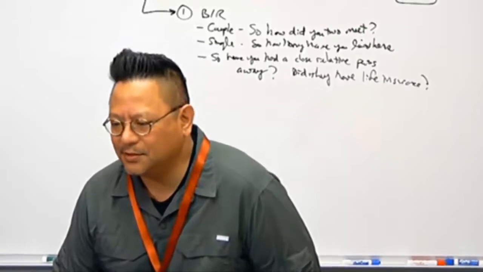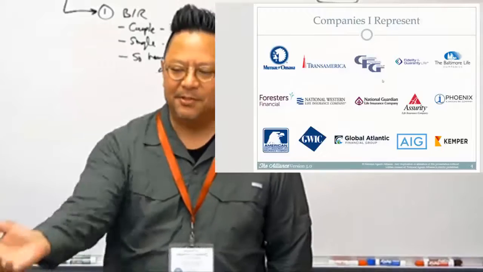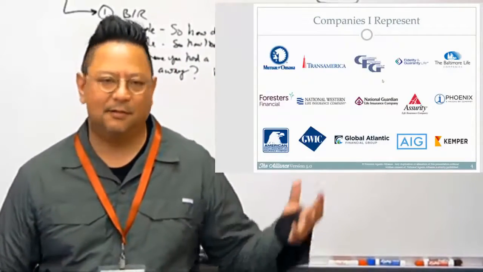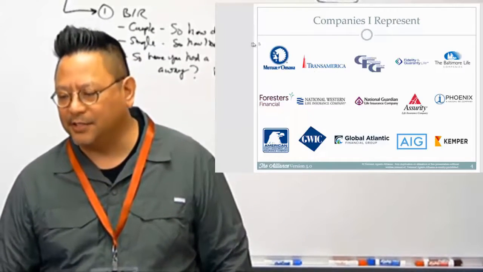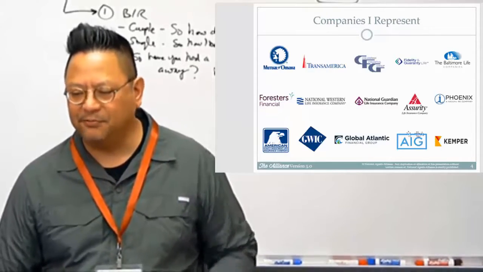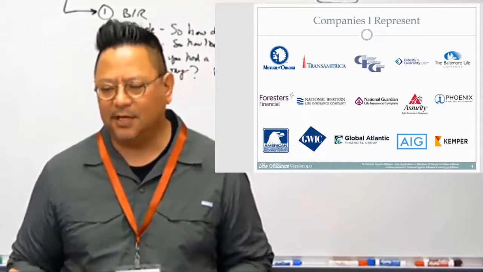So let's go back to the ATM. Okay, Joe, Mary, these are the companies I represent. You probably recognize some of these companies. I point out the recognizable companies, the more famous ones like Mutual of Omaha, Transamerica, AIG. Have you heard some of these companies before? Yes or no, it doesn't matter. They say, well, I've heard of them.